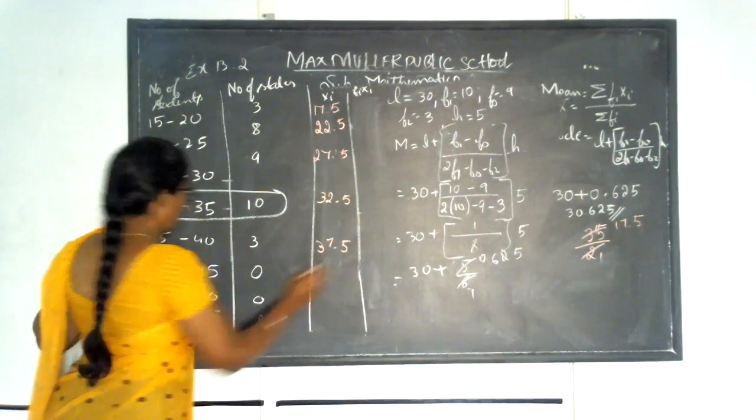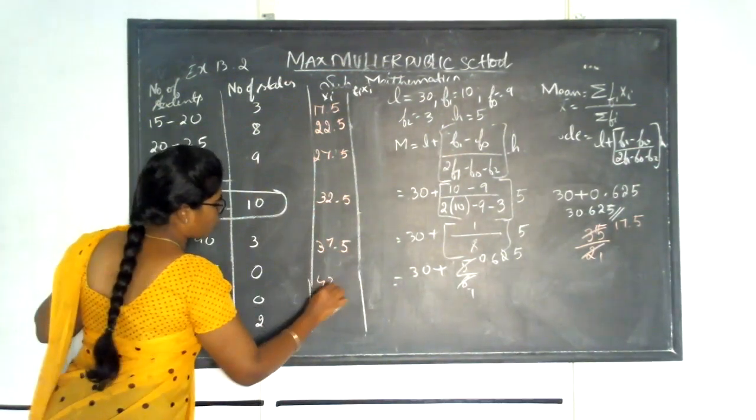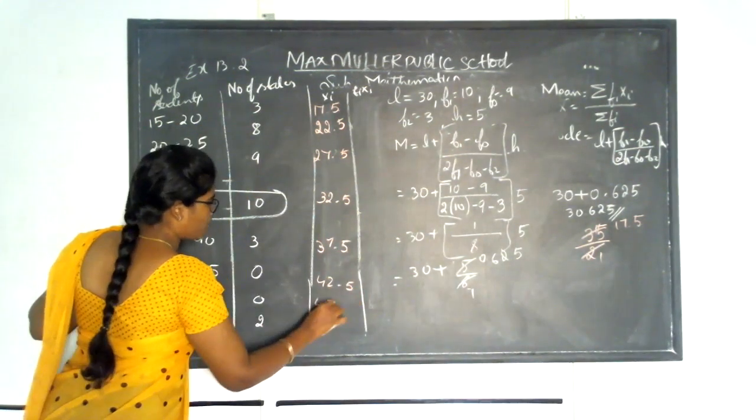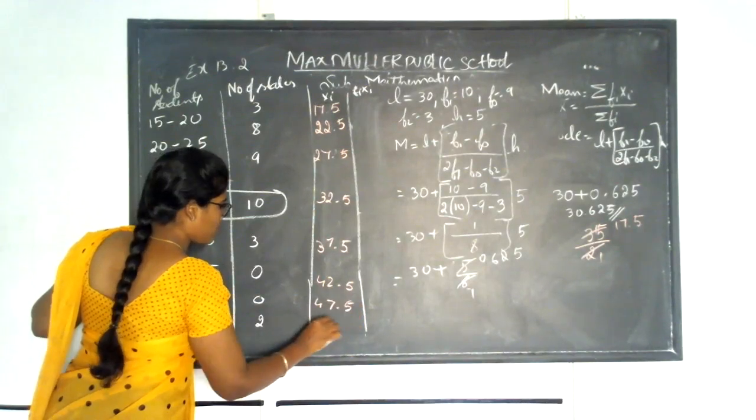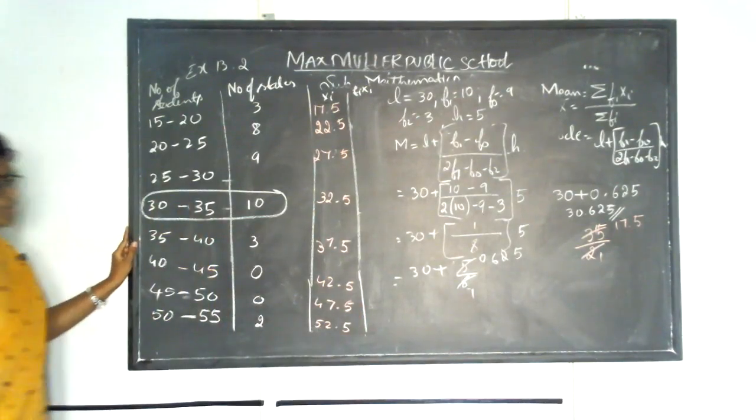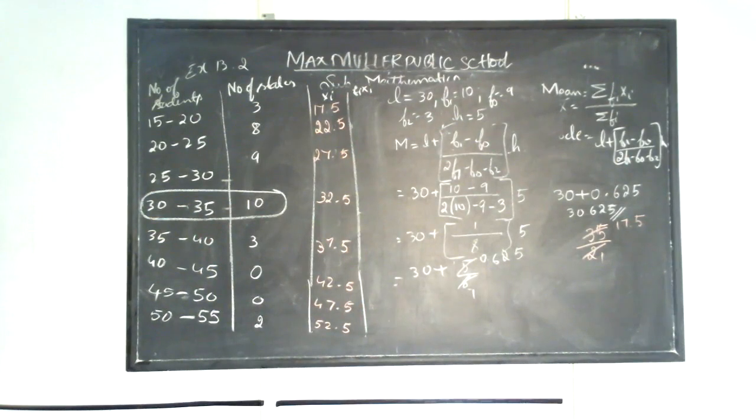Then next, 42.5. Next it will be 47.5. Next it will be 52.5. This is the way you need to calculate it.